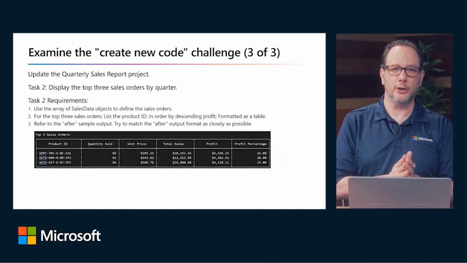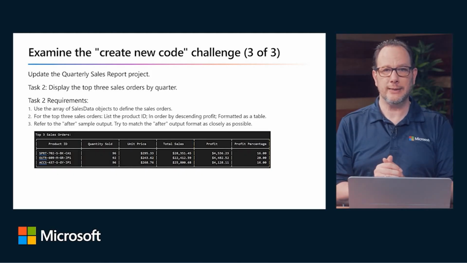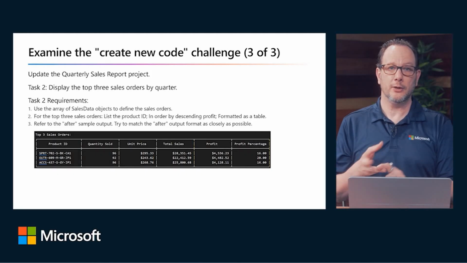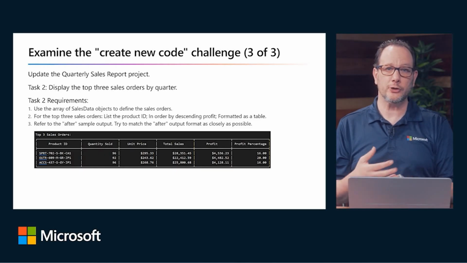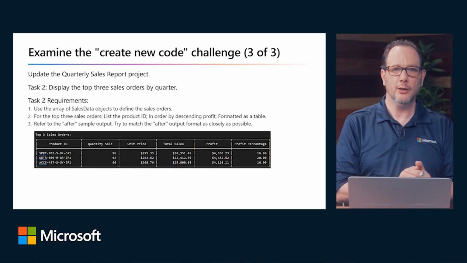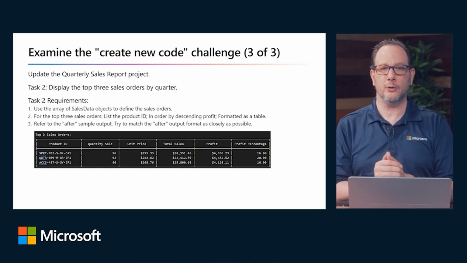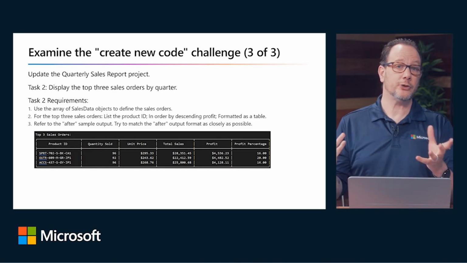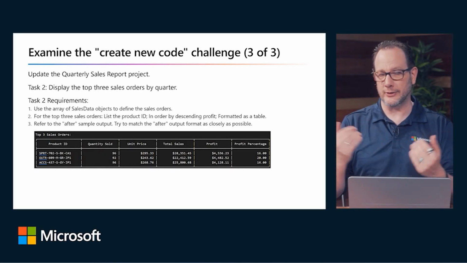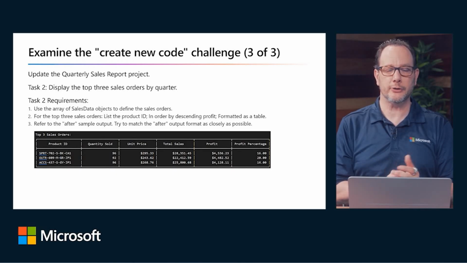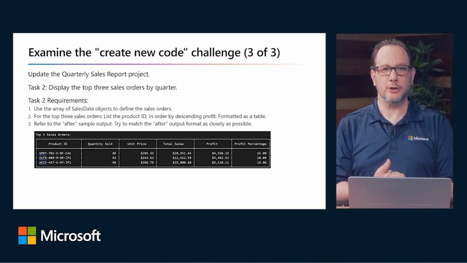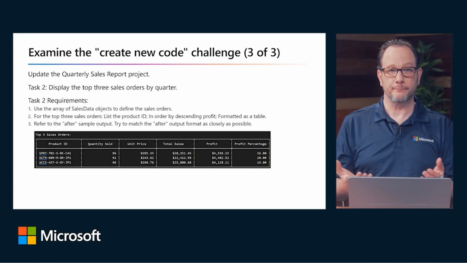And then for the top 3 sales orders, it's basically almost the same. We want you to create an array of the sales data. You're going to use the top 3 sales orders, listing them, for example, by product ID, and then creating a descending profit, and still presenting it as a table, because that's what the console app is typically doing, and then eventually creating some sample output.